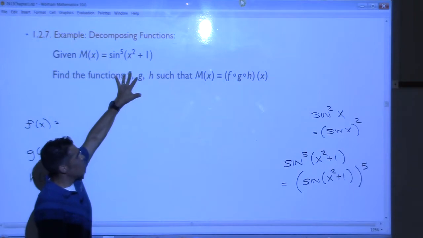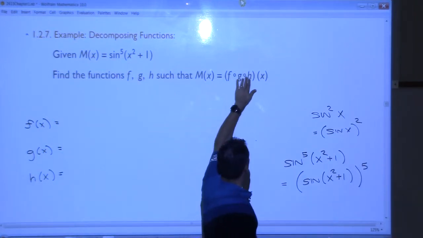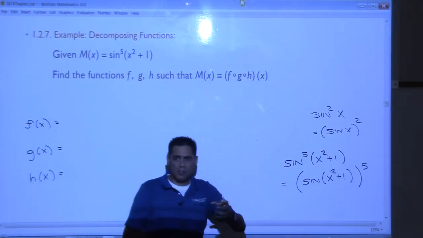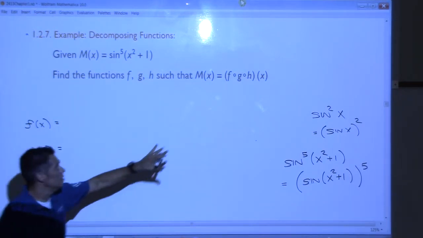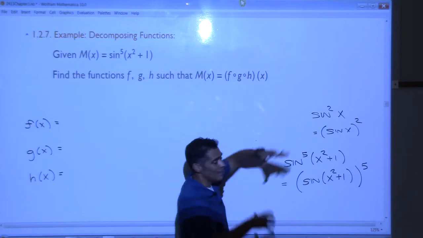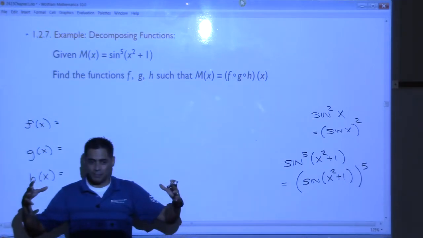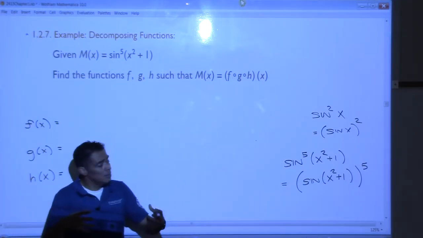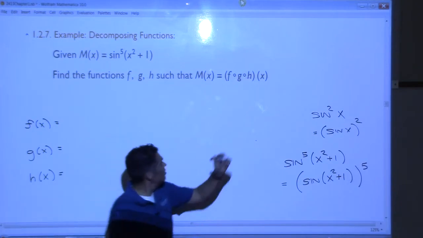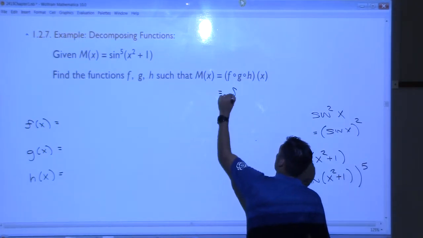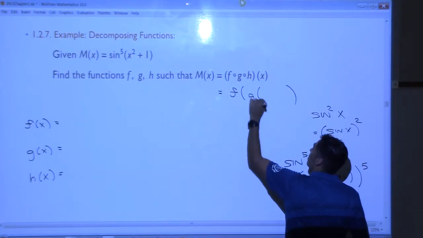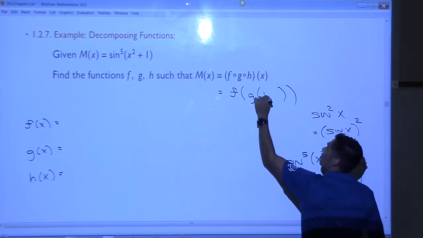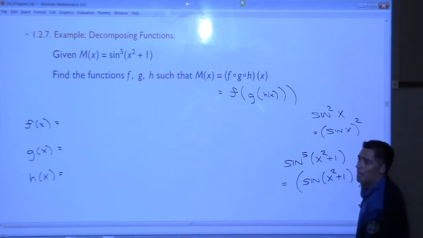So what is the order? What does this notation here mean? Like what function is on the outside? What's the last function? When you see this, what's the last function on the outside? The f. What's the one in the middle? G and then h. So this actually means you're going to take f, and inside of f you're plugging g, and inside of g you're plugging h of x. Okay, so that's what that notation means.